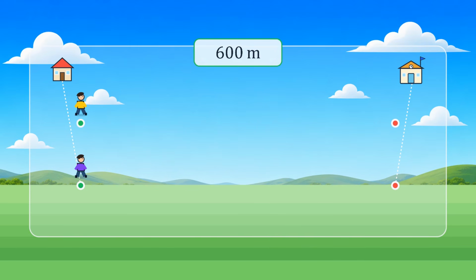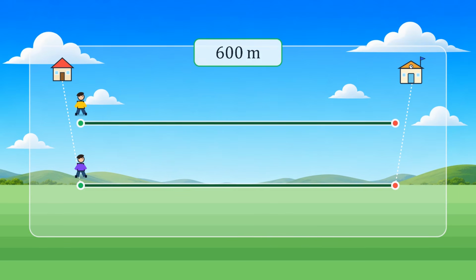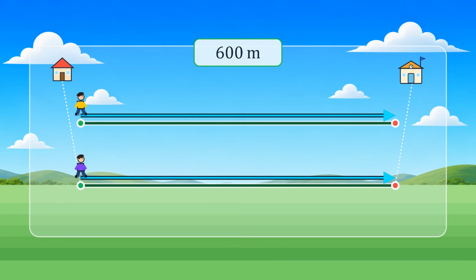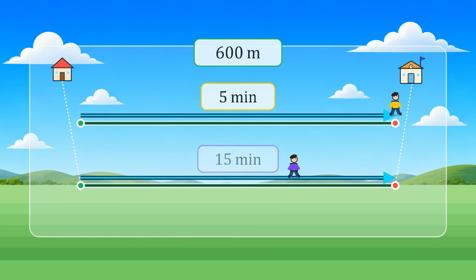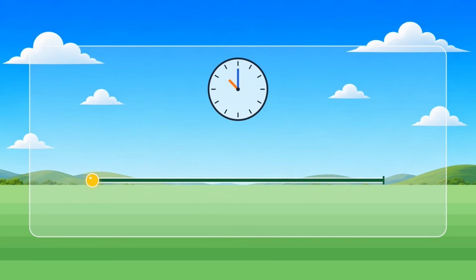Imagine two people walking along the same 600-meter route from the same house to the same school. They traveled the same distance. Because their starting and ending points are also the same, their displacement is the same. But the first person arrives in 5 minutes, while the second needs 15 minutes. Did they move equally fast? No. They made the same change in space, but not at the same rate. This is why we need speed.